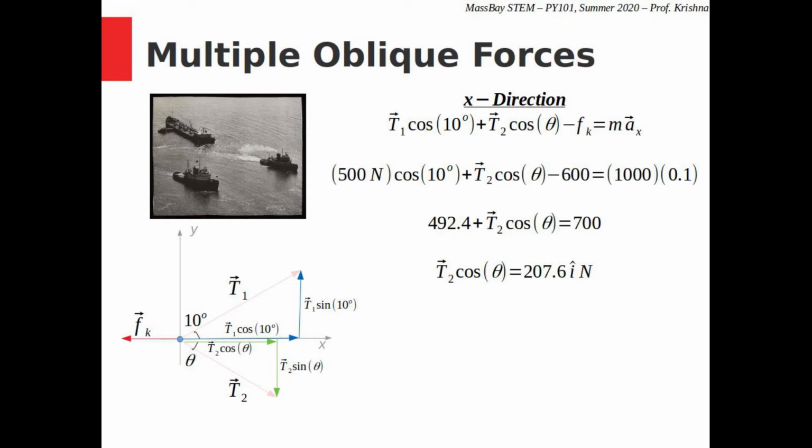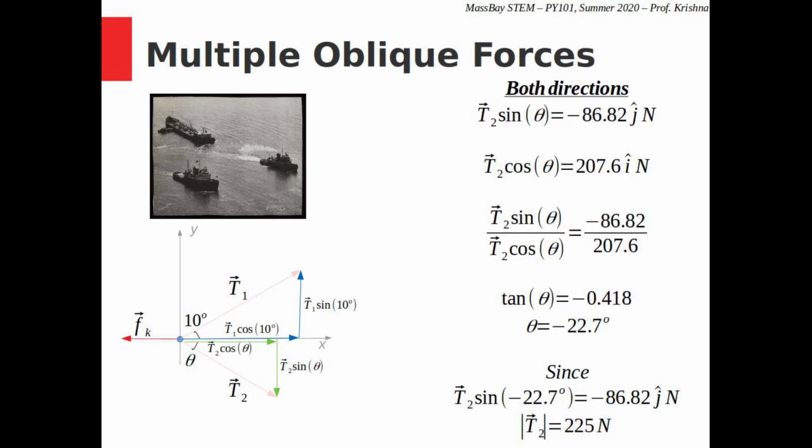In the x direction, the force balance contains T1 cos 10 degrees plus T2 cos theta minus kinetic friction. Applying Newton's second law, all of that is equal to mass times acceleration. Plugging in the known information and simplifying, we get T2 cos theta equals 207.6 i hat newtons. Now, back in the y direction, we got T2 sine theta equals negative 86.82 j hat newtons.